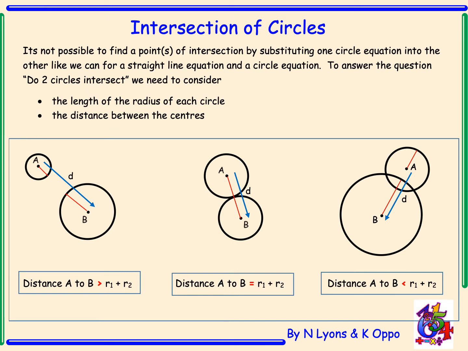It is not possible to find the points of intersection by substituting one circle equation into another, like we did with a straight line and a circle. However, what we need to consider is the length of the radius of each circle and the distance between the centres.